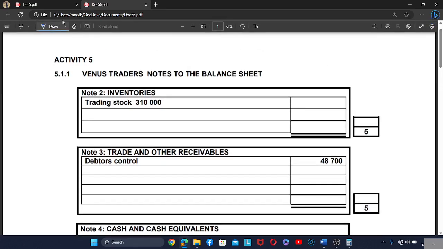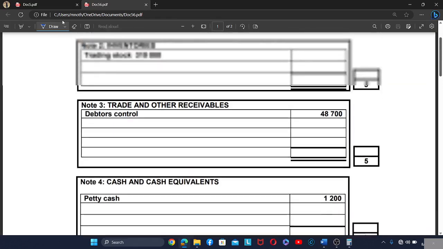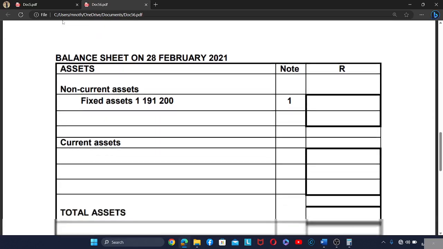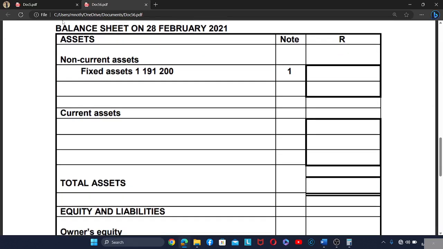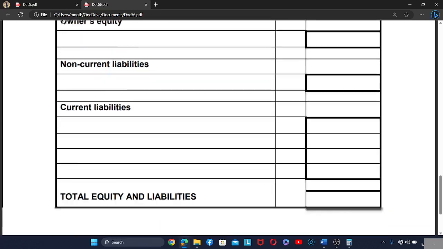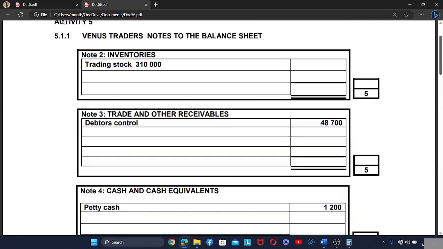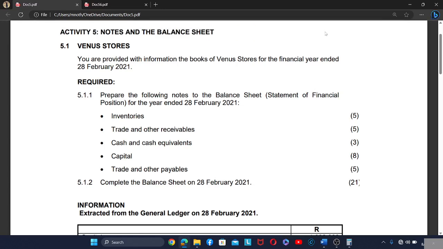Most of the time you won't be told to do all these notes. So what you will need to do is you will need to do all these notes in brackets, because most of the time you will not be told to do these notes. Okay, now let's come and do them.